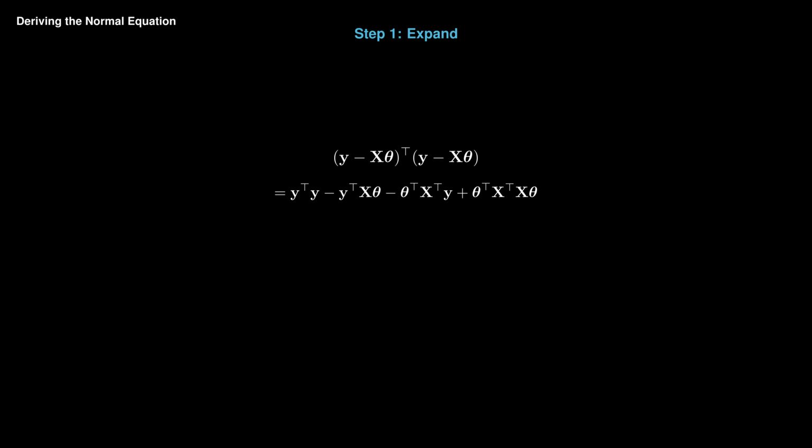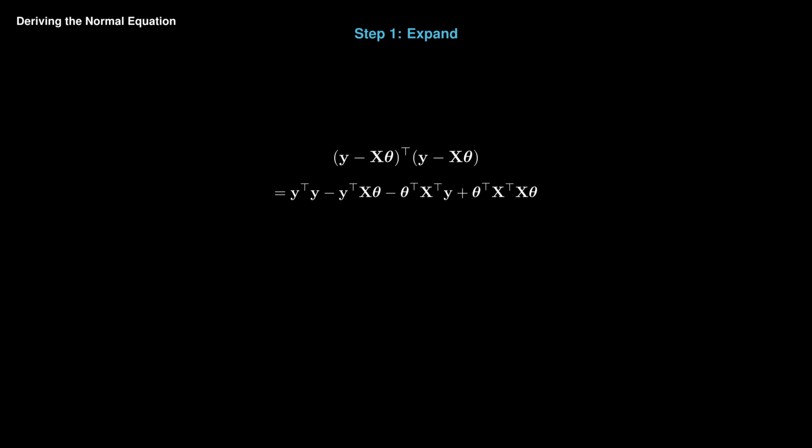Deriving the normal equation, we have the objective: minimize (y minus x theta) transpose times (y minus x theta). This is a quadratic in theta. To find the minimum, we take the derivative, set it to 0 and solve. All the matrix calculus we learned in module 4 pays off right now. Let us expand this expression step by step.